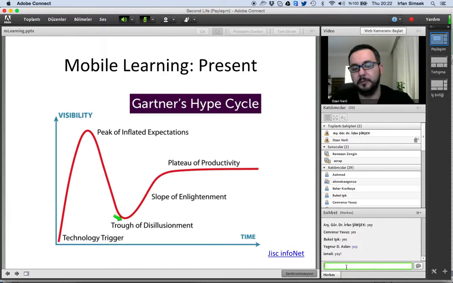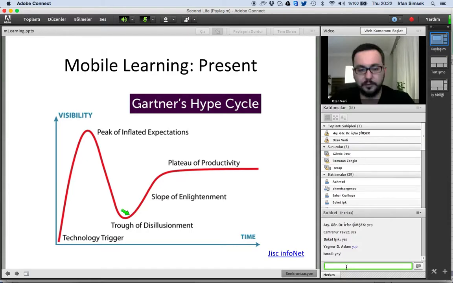of disillusionment. People lose their faith in this technology until someone else says, wait a second, we couldn't really do much with this technology, so let's just get back into this. And then it starts climbing up the slope of enlightenment slowly. And then we start being more productive by using these technologies. So thinking about mobile technologies, where do you think mobile technologies stand?